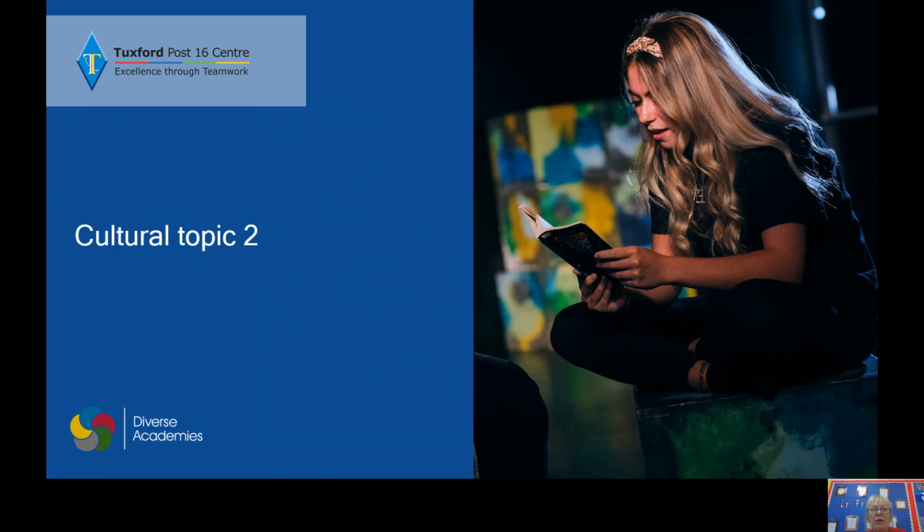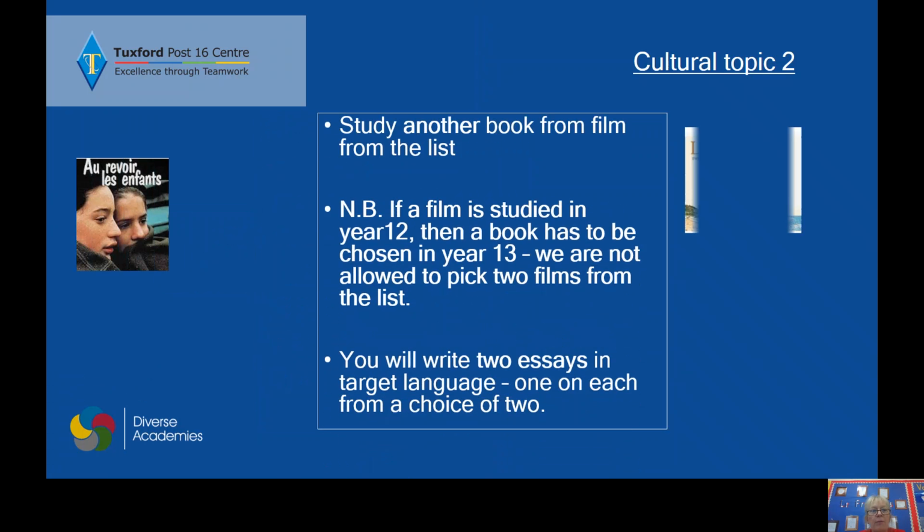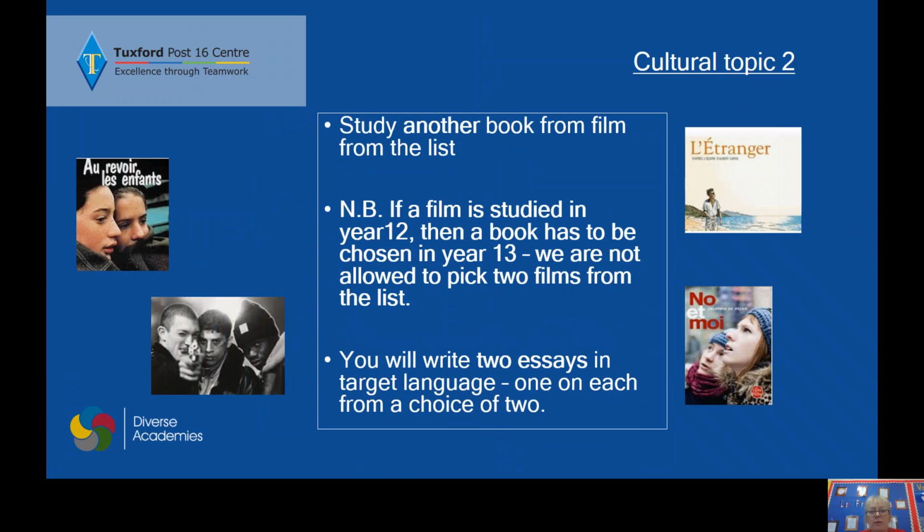In year 13, you'll also do your second cultural topic. So the same choice as from year 12. So if you did a film in year 12, then you will do a book in year 13. You're allowed to study 2 books, but you're not allowed to study 2 films. And so now you'll be writing 2 essays, one on the film that you did in year 12 and one on the book from year 13.